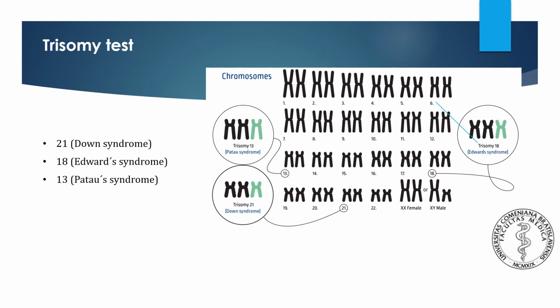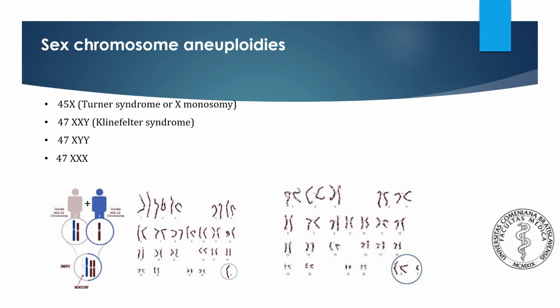And this trisomy test identifies the three most common aneuploidies, which are, as mentioned, Down syndrome, Edwards syndrome, and Patau syndrome. And of course, with the advancement of the technology, it was also able to identify sex chromosome aneuploidies. From those, the most important are certainly Turner syndrome, or so-called X-monosomy, and Klinefelter syndrome. Klinefelter syndrome is basically caused by an addition of an X chromosome.